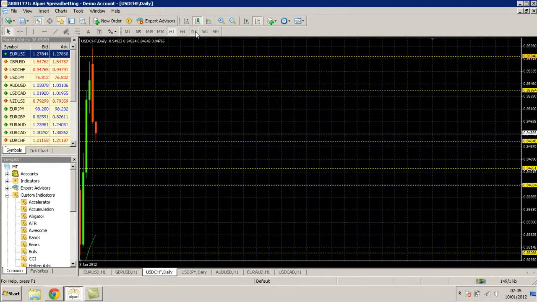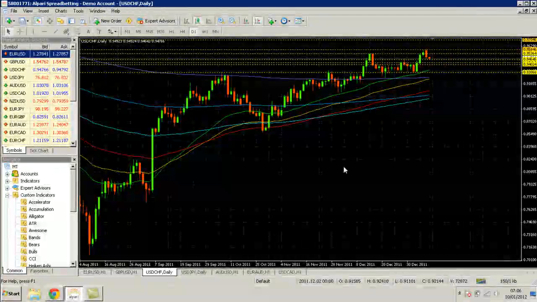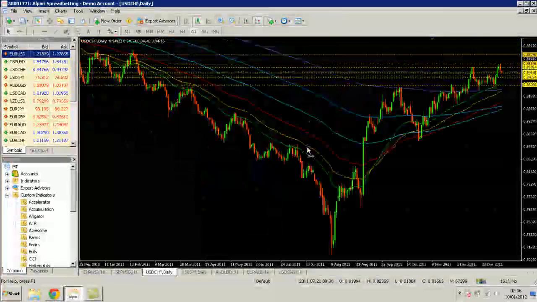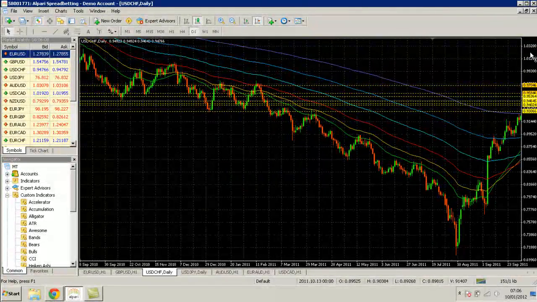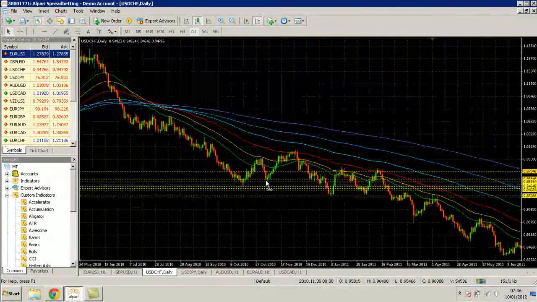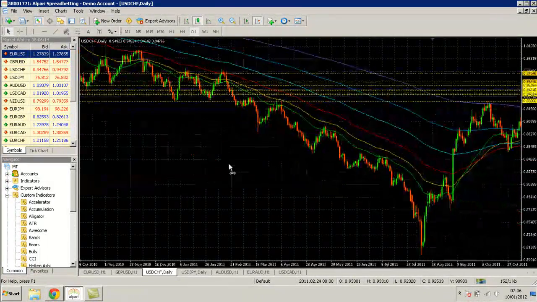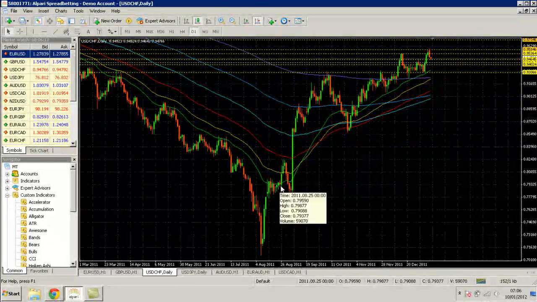Okay, so having a quick look at Swissy. Swissy, as we can see, was in a fairly nice downtrend. If I just zoom out there so we can see what we're looking at, it's been trending down for some time. In fact, since pretty much June 2010. So that should give you some idea how it's been doing.